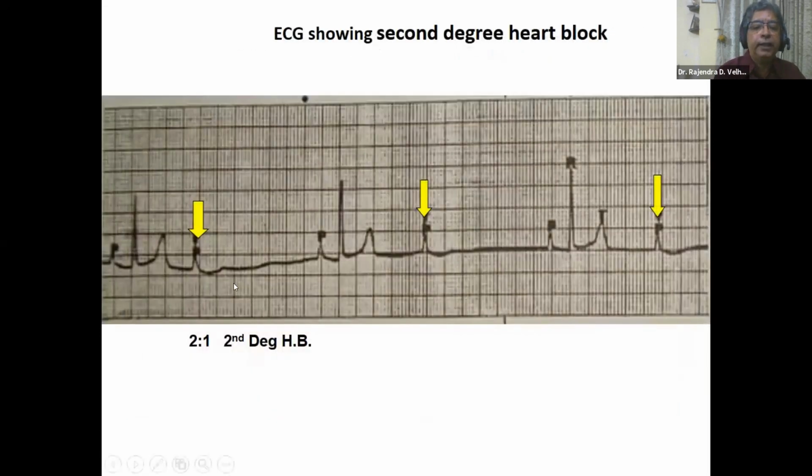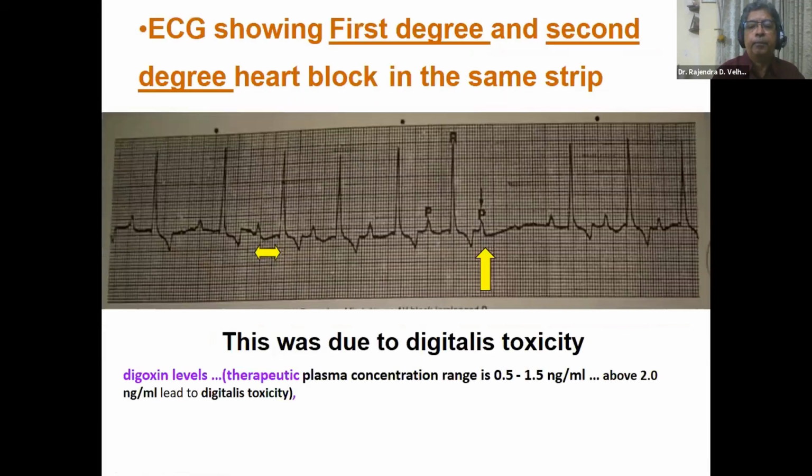Now in this particular ECG, you can see one P wave is conducting the impulse, the other is dropping. Again here, one is conducting, the other is dropping. That means out of the two P waves, one P wave is not conducted. So this is 2:1 second degree heart block. Out of two, one is conducting the impulse. So it is 2:1 second degree heart block.